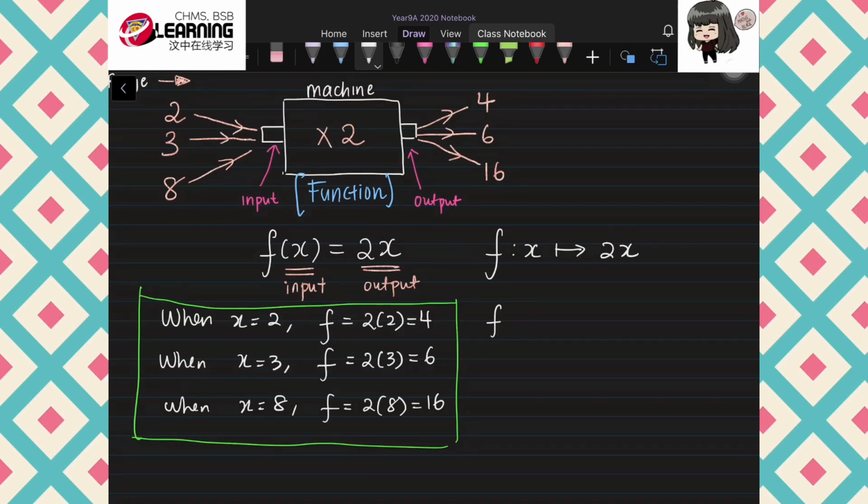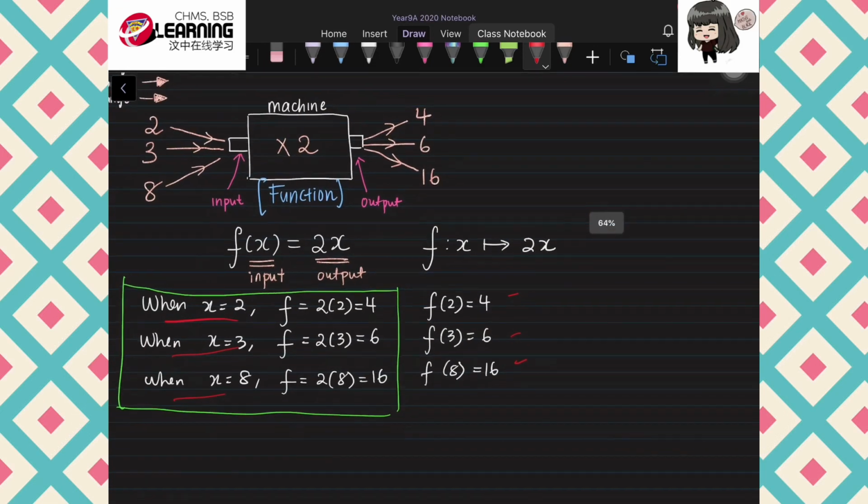When you put in 2, it gives you 4. When x is 3, it gives you 6. When x is 8, it gives you 16. It's much simpler, isn't it? Instead of writing when x equals 2, when x equals 3, when x equals 8, we write our function as f of 2 is 4, f of 3 is 6, f of 8 is 16. That is only when your function is 2x.